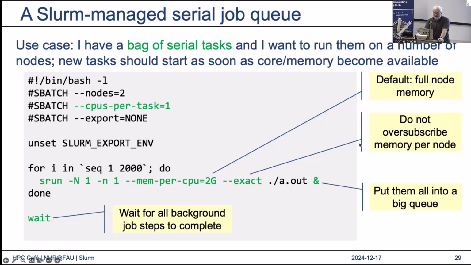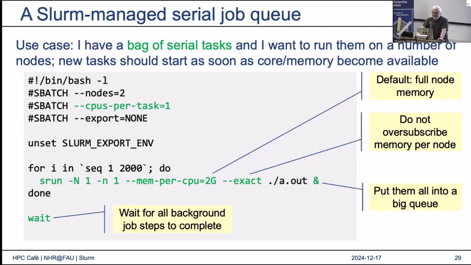--exact specifies that we do not want to oversubscribe the memory per node. So exact means really obey this specification of mem per CPU. And the ampersand at the end actually makes sure that the srun is something like a task that is put into a big queue. And then what happens, all these 2000 tasks are put into the queue, and Slurm will work through the queue for you, not necessarily in order.